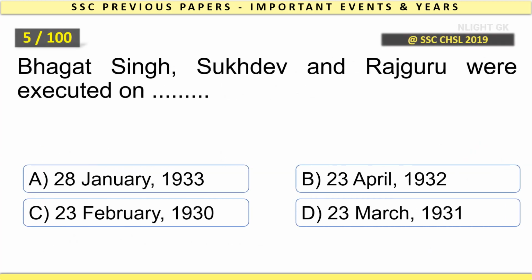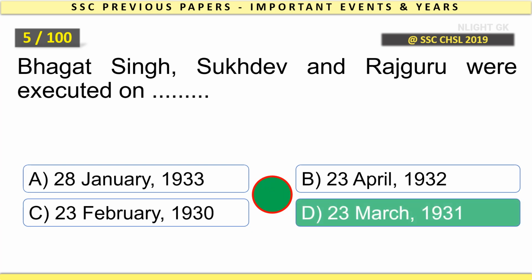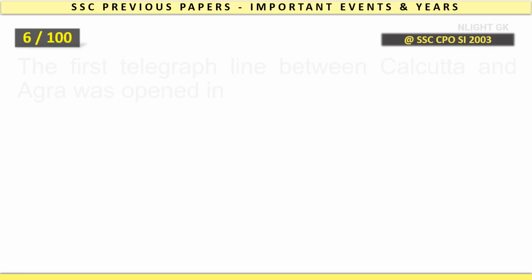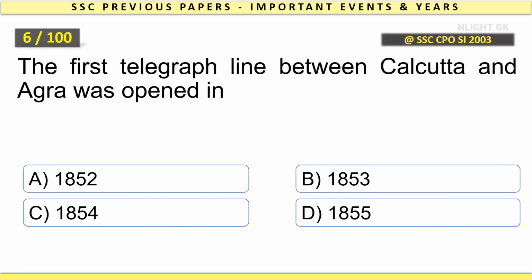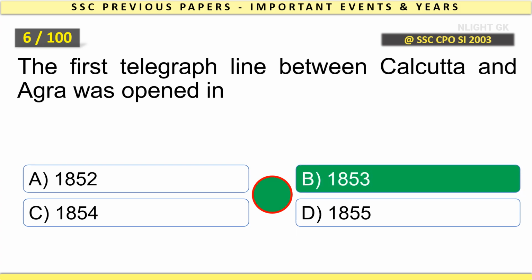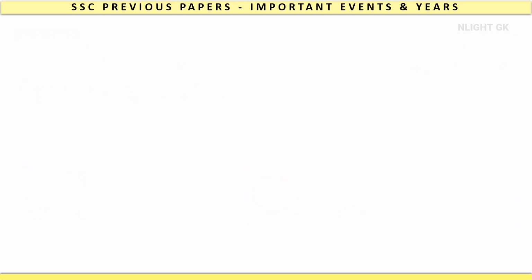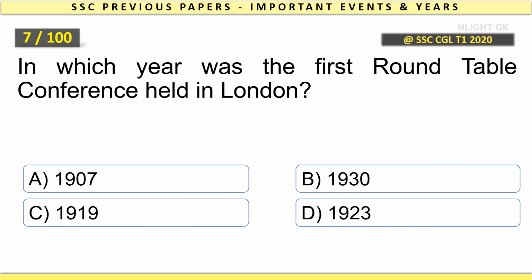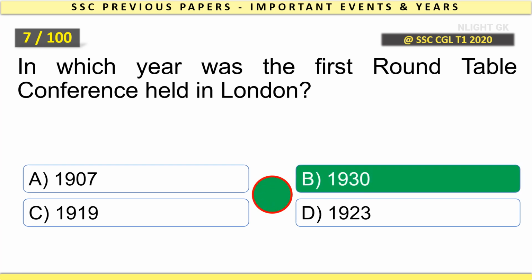Bhagat Singh, Sukhdev and Rajguru were executed on March 23, 1931. The first telegraph line between Calcutta and Agra was opened in 1853. In which year was the first round table conference held in London? 1930.